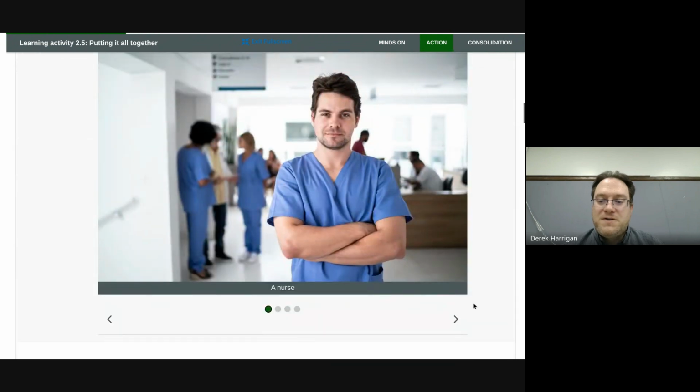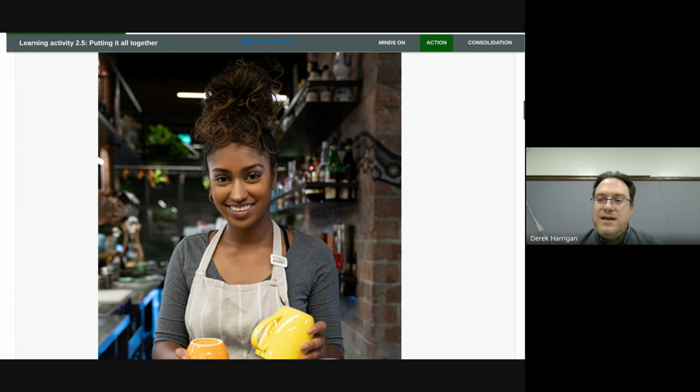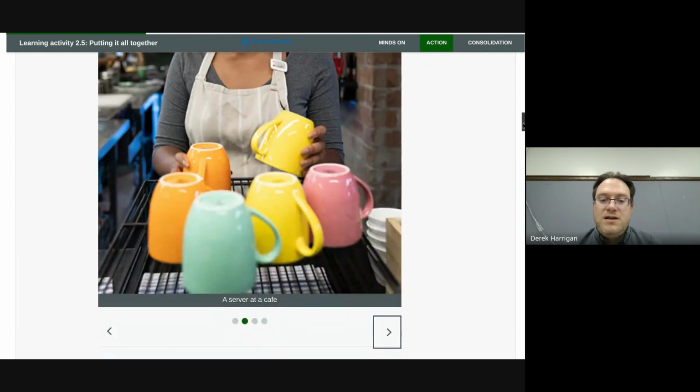You have a nurse, you have a server at a cafe, and then you have other occupations here that you'll take a look at. And again, the purpose is to think about text forms and text features, which we looked at in our first activity.